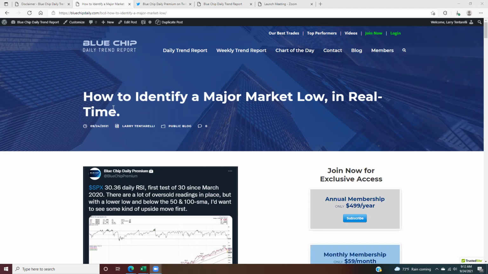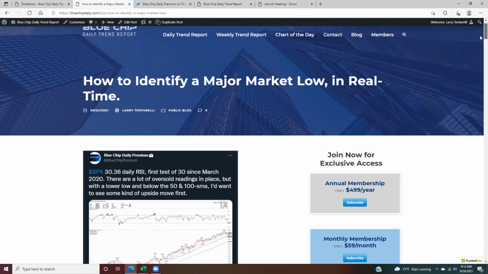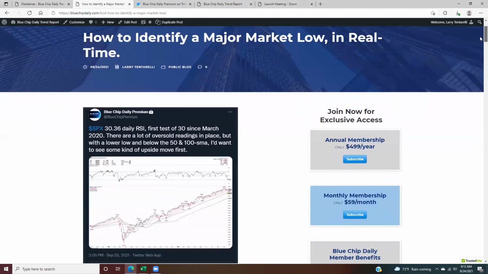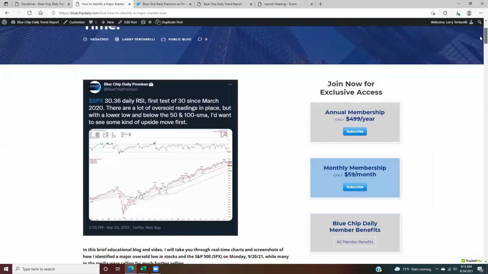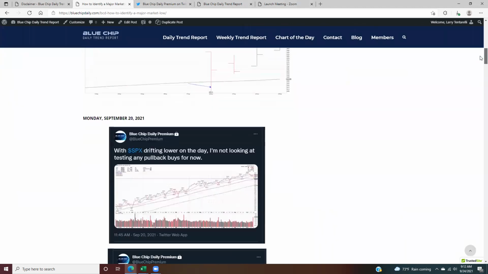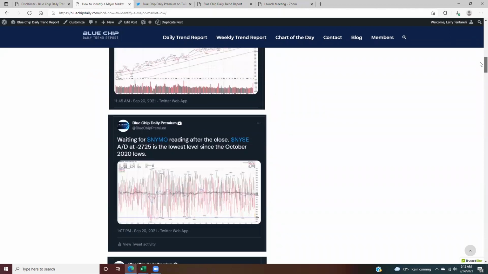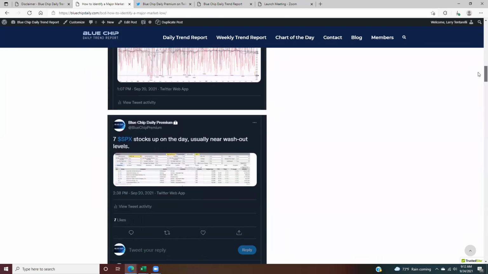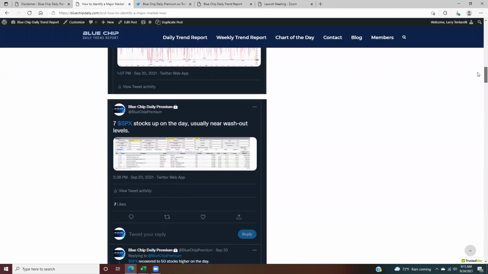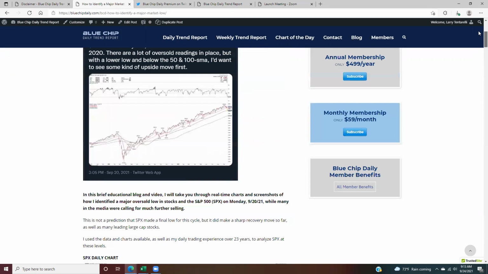Today, we're going to take a look at how to identify a major market low in real time. What we're going to talk about is what I saw in place in the market to call a major low on Friday in the S&P. I'm going to walk you through some real-time screenshots, charts, and the data of what I saw to lead me to believe that a low was in the S&P, and also to share that with the website members.